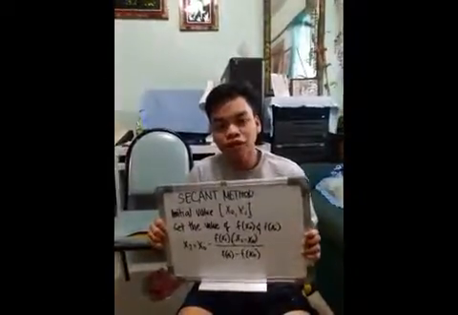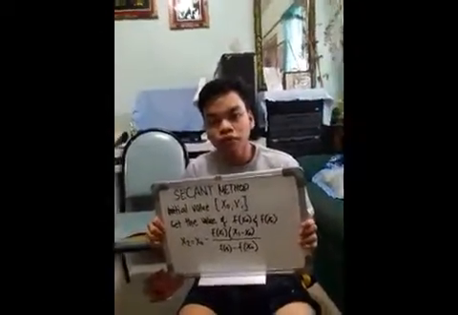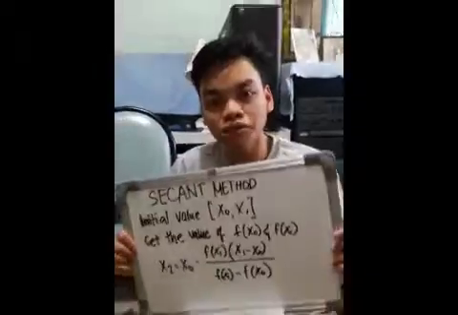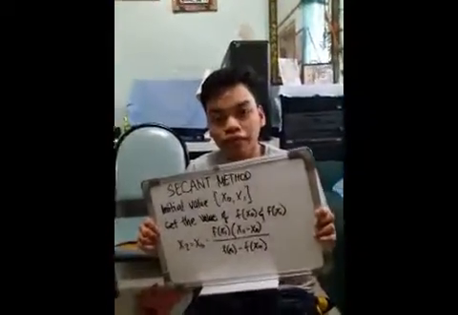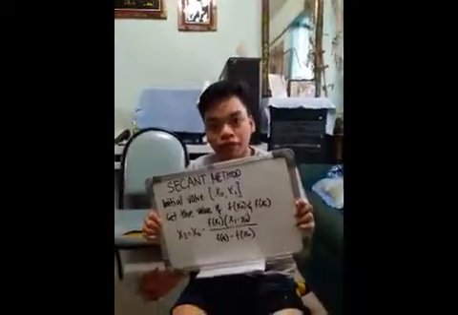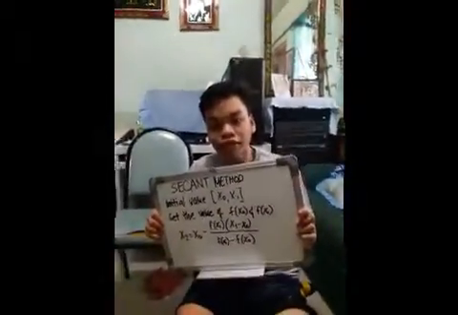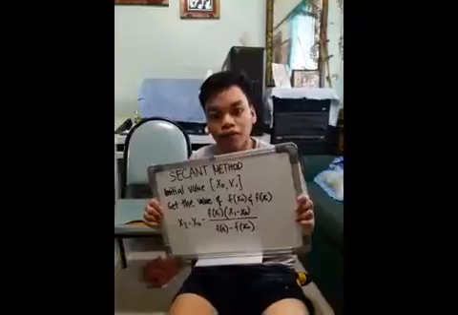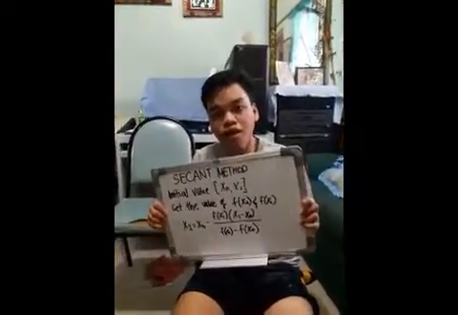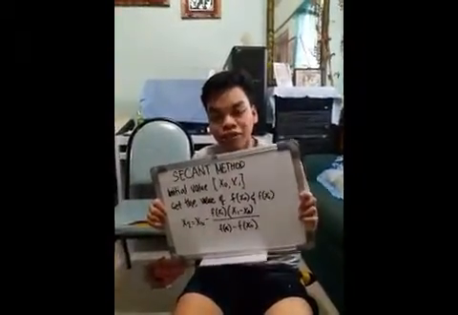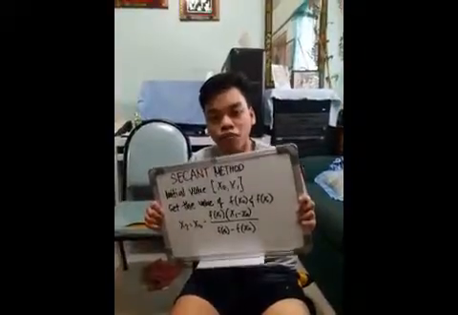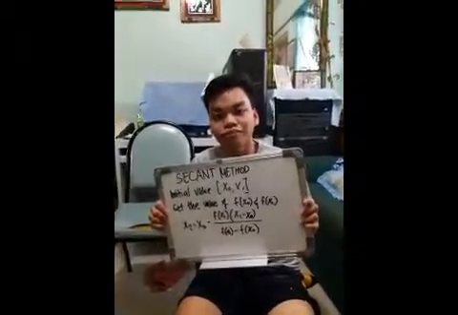This time we will be discussing the secant method. Here we will be having initial values x sub 0 and x sub 1, and we will be getting the values of f(x sub 0) and f(x sub 1). The formula we will be using is x sub 2 equals x sub 0 minus f(x sub 1) times (x1 minus x0) all over f(x sub 1) minus f(x sub 0).